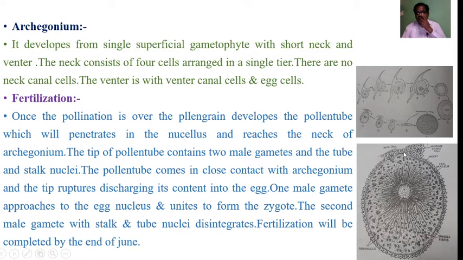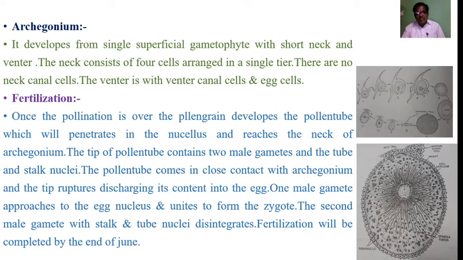Everything takes place inside the ovule, and the ovule is attached to the megasporophyll. The megasporophyll is a leaf-like structure. So everything happens in this one. Then it discharges the content to the egg. One male gamete approaches the egg nucleus and unites to form the zygote, which is diploid. The second male gamete with the stalk and tube nuclei degenerates, they vanish, they disappear.